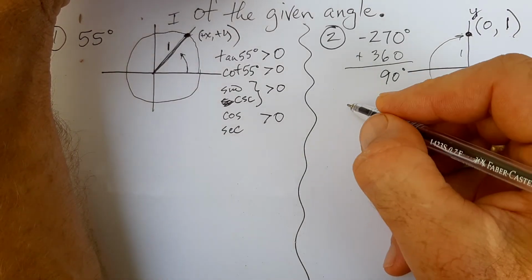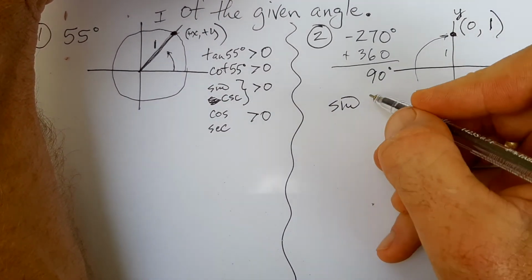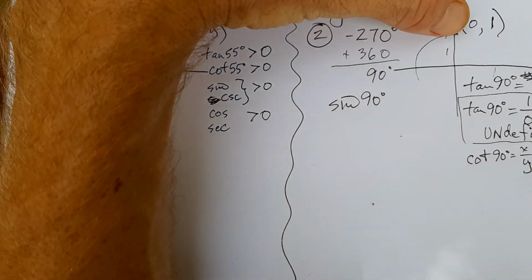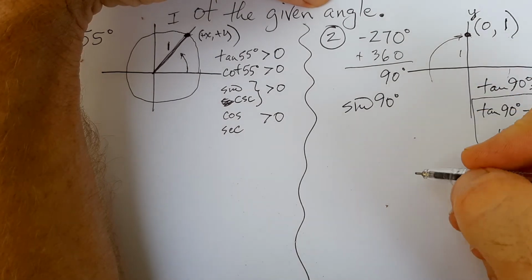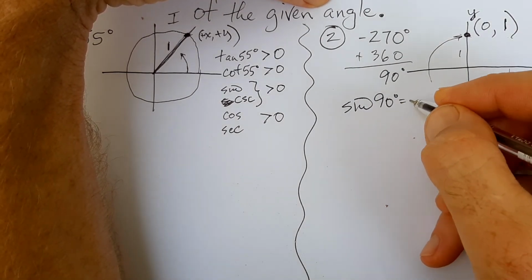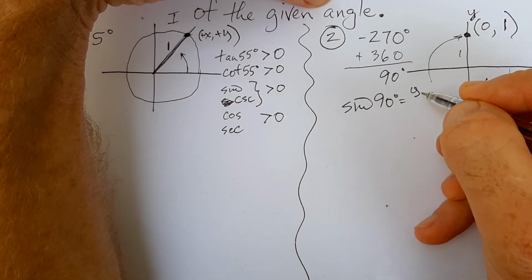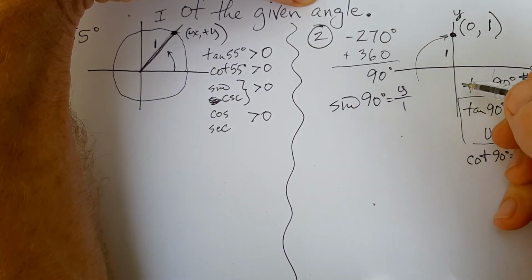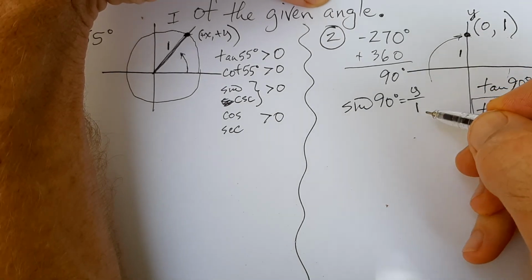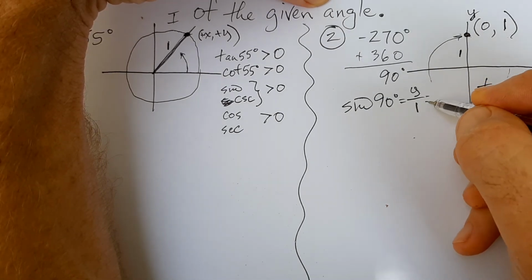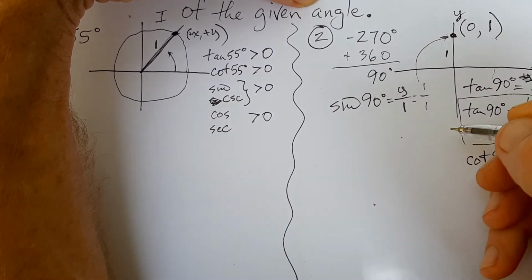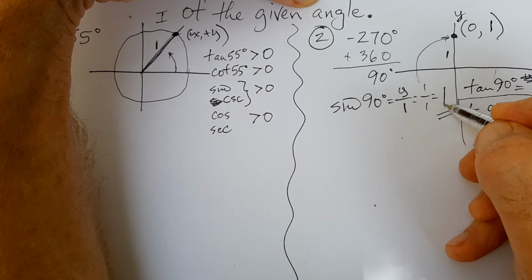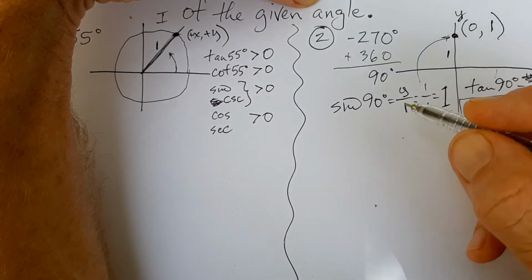So let's see, sine and cosecant. So sine of 90, these you have to do. We did a nice easy one over here, 55 degrees, and the ones that lay on the axis take a while. Sine of 90 degrees. Well, sine is the y over the hypotenuse. And the hypotenuse here is always positive 1, doesn't matter where it is. So the y coordinate is 1. 1 over 1, sine is 1. Sine of 90 degrees is 1. That's the maximum that sine can be.